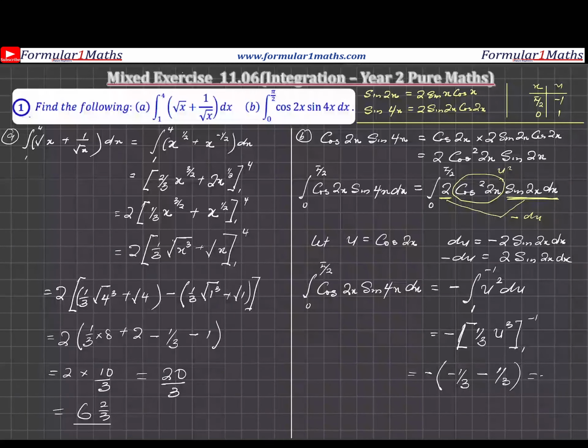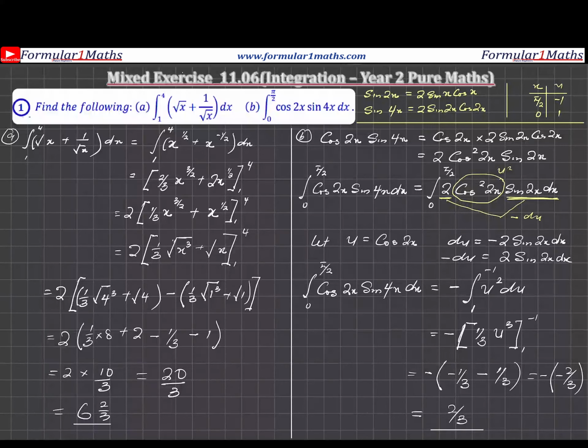That gives me minus brackets minus 2/3. So the final answer will be 2/3. And that is the final answer required.